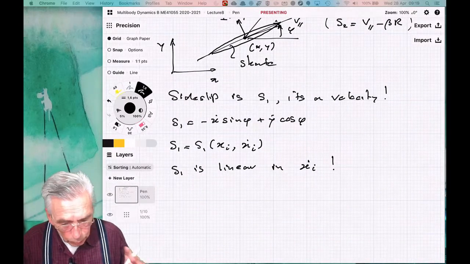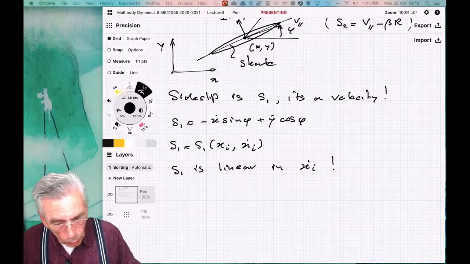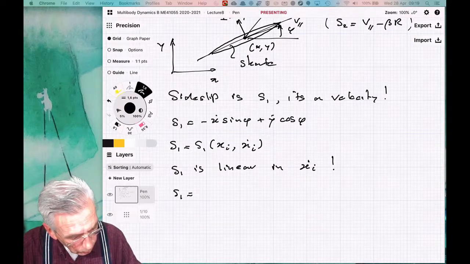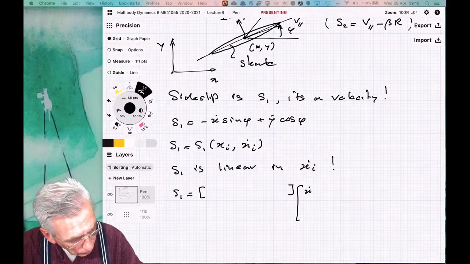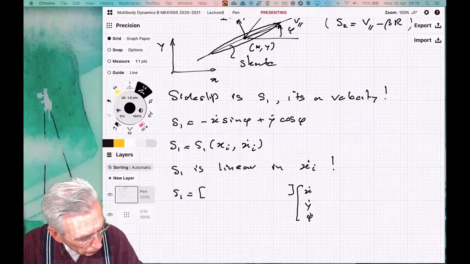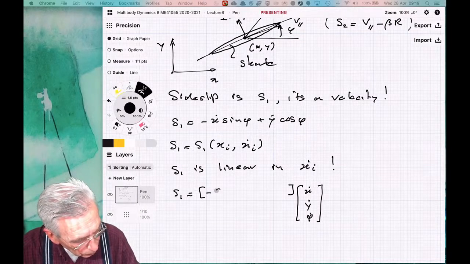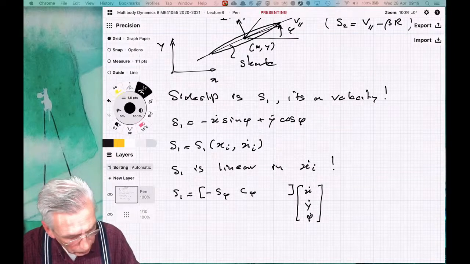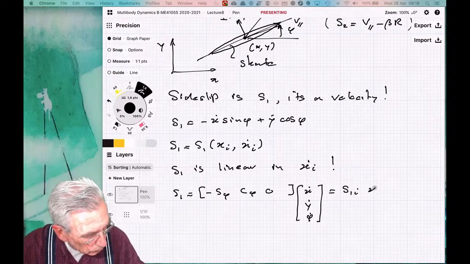Okay, back to our topic for today. Linear in the speeds. So we can write this S1 as some matrix times the velocities: x dot, y dot, phi dot. And then in front of this we have minus sine phi. I now use the shorthand notation, right? Cosine phi, and this is a 0. And then we write that as S1I times x dot I.